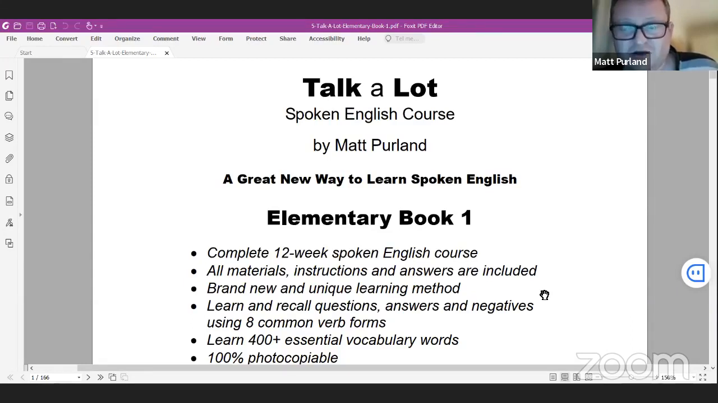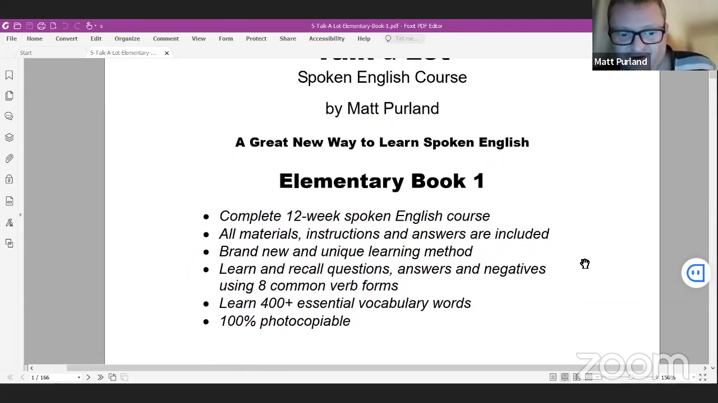Brand new and unique. You've never seen the sentence blocks. Discussion words method. Yes, discussion questions we know about. Role plays, we've done it. But this is something different, something new. Learn and recall questions. This is the sentence blocks. Questions, answers, and negatives using 8 common verb forms. 400 vocabulary words, 400 plus, 100% photocopyable.